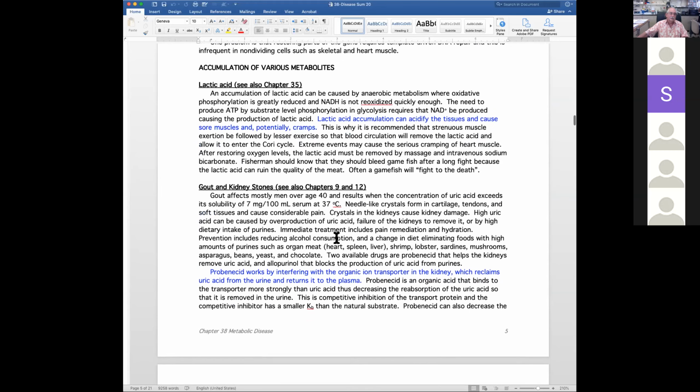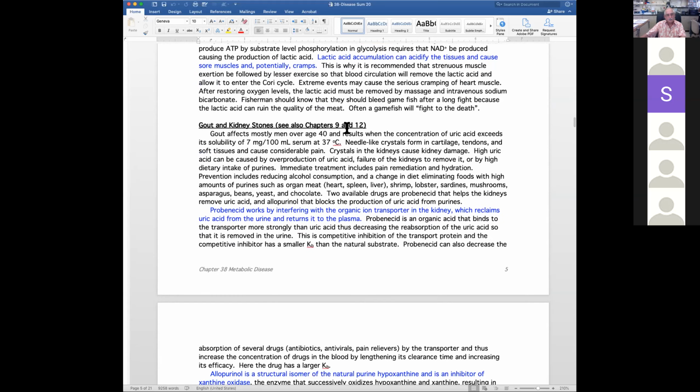So then another category of disease, which really means what it is, right? Disease. It's not ease, it's dis-ease. Accumulation of various metabolites. So lactic acid is something that we experience all the time. Gout and kidney stones, we can avoid. We can avoid this as well. But nevertheless, they're disease, aren't they?